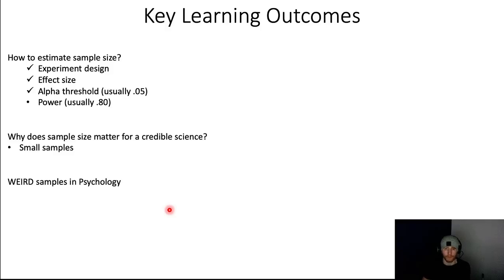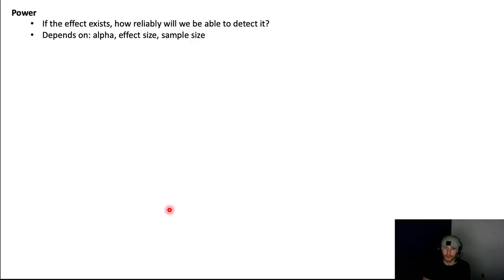So that's alpha. Now we get to power. Now this is the more in-depth topic, but if you understood, it doesn't take much more logic than what we've already covered. So power is the effect. If the effect exists, how reliably will you be able to detect it with your study? And it depends on 3 things: alpha, effect size, and the sample size.